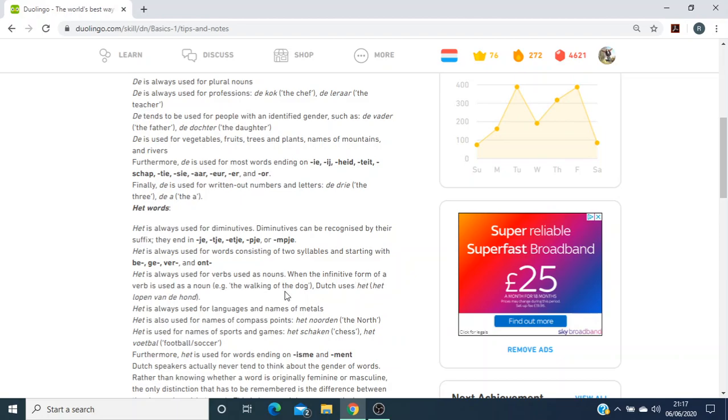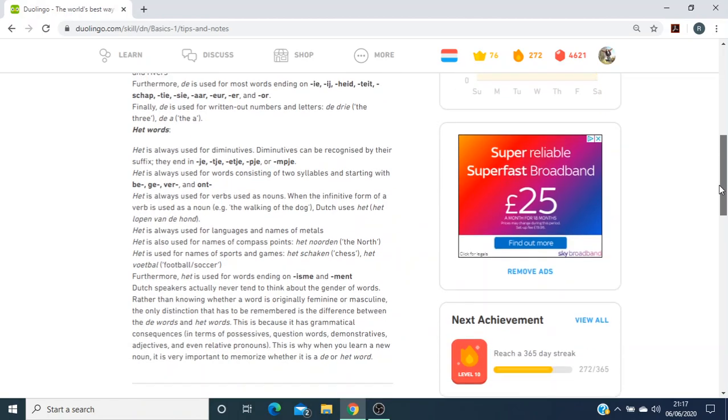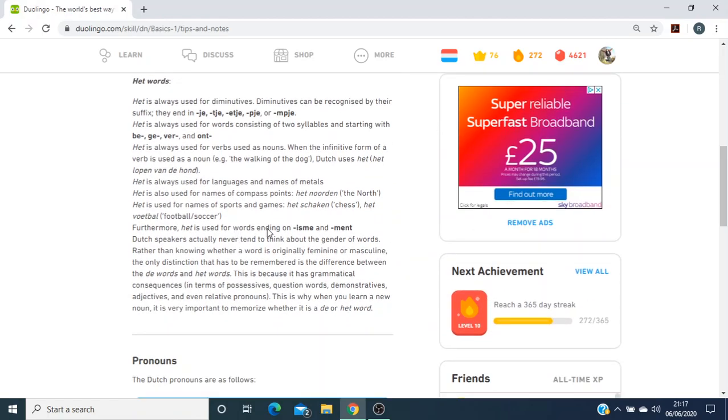When the infinitive form of a verb is used as a noun, for example, the walking of the dog, Dutch uses het. And the example here, let's see if I can get my Dutch pronunciation right: het lopen van de hond. Het is always used for languages and names of meadows. Het is also used for names for compass points: het noorden, the north. Het is used for names of sports and games: het schaken, chess. Het football, football. Furthermore, het is used for words ending in ISME and MENT.